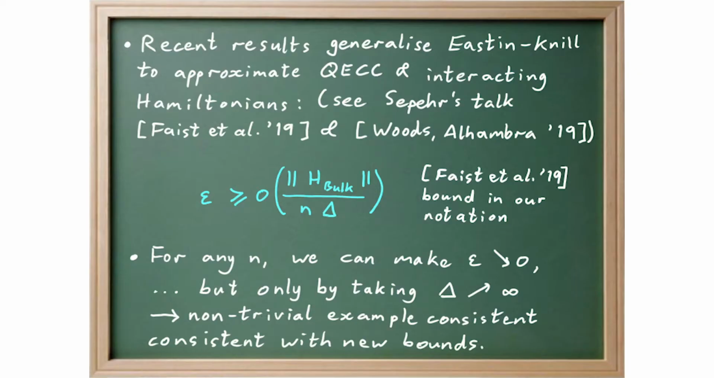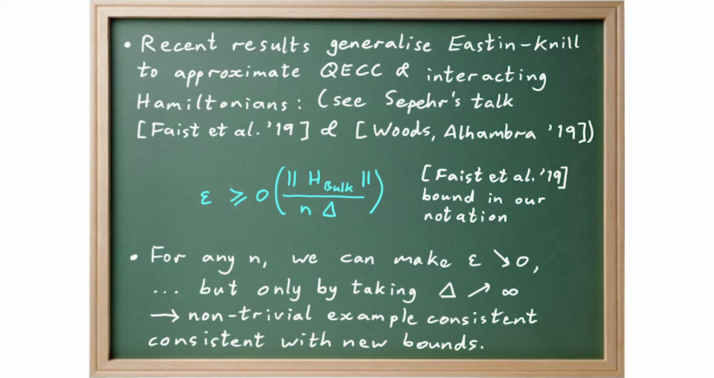But there are generalizations of Eastin-Knill by Sepehr and co-authors, and also nice work by Michael Woods and Álvaro Alhambra, where they looked at generalizing Eastin-Knill to approximate quantum error correcting codes and to interacting Hamiltonians. Here's the bound from Sepehr's talk written in my notation. It says that the errors have to be at least as big as the order of the norm of my Hamiltonian divided by n times delta.